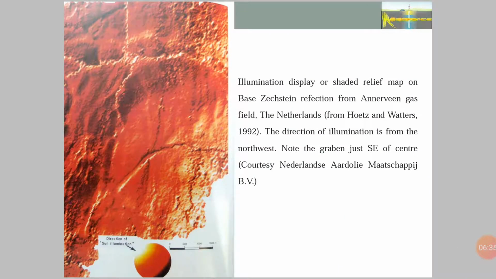Illumination display or shaded relief map on base reflection from a gas field in Netherlands. The direction of illumination is from the northwest. Note the graben just southeast of center, and it is important to understand from the relief how the subsurface spatial distribution is and how it mimics the surface.